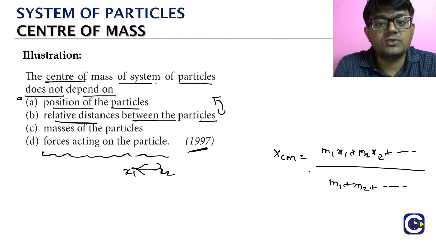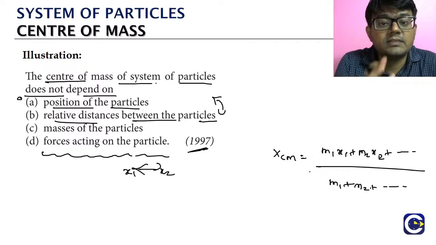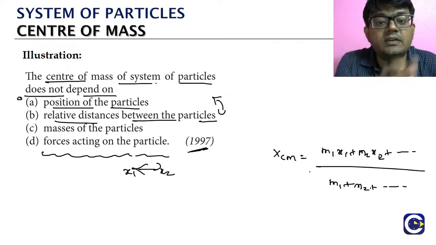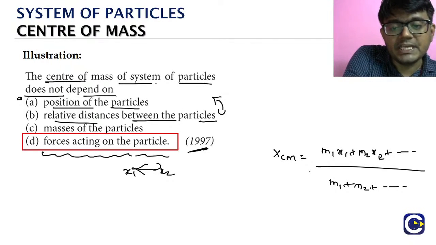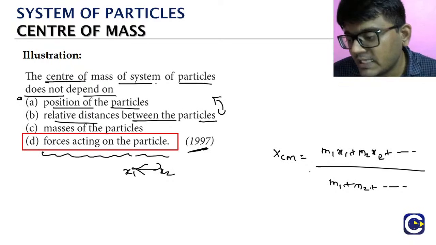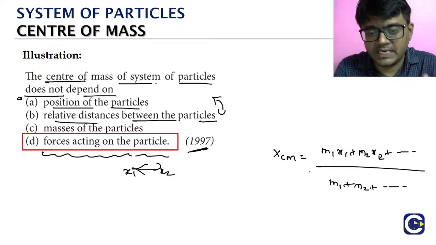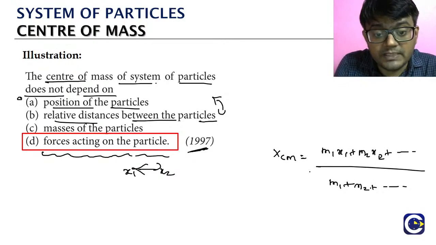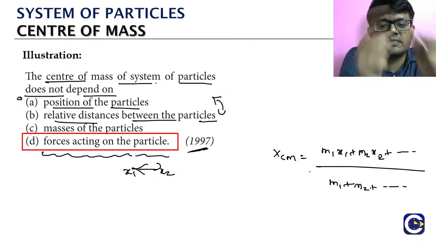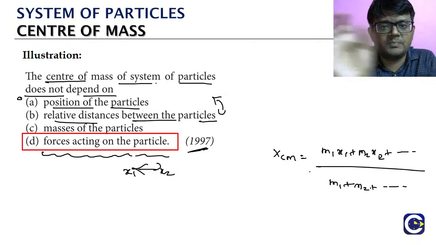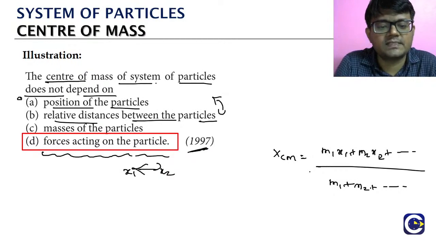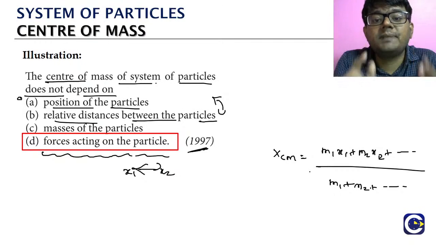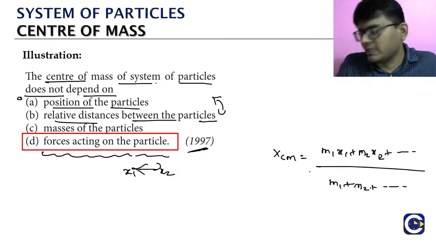In a region where there is no gravitational field, center of gravity has no meaning, but center of mass will always have significance. We can use center of mass everywhere. So what is the answer to this question? Option D. The center of mass of a system of particles depends on the position of the particles, and also on the relative distance between particles, since relative distance is based on the position of the particles. It definitely depends upon the mass of particles, but it will not depend upon the forces acting on the particles.